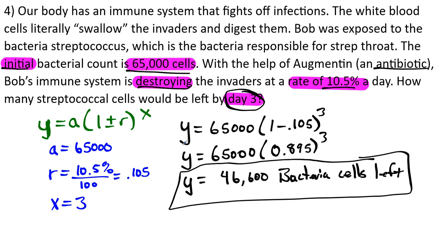So we plugged in our values. And this time, though, that plus or minus happened to be a minus sign, and that's because we are destroying things. So we're losing them. Okay? So our end result should be smaller than what we started with since we're trying to get rid of this bacteria, which it was, and it's 46,600 bacteria cells left. Remember, you need to round to the nearest bacteria cell, so be careful when rounding.